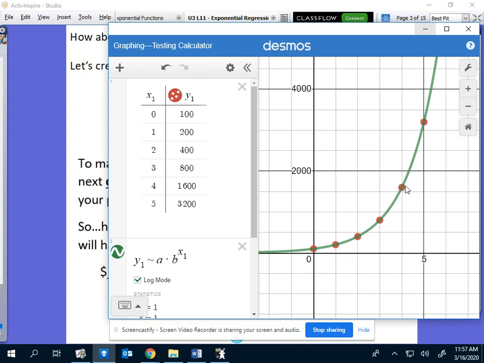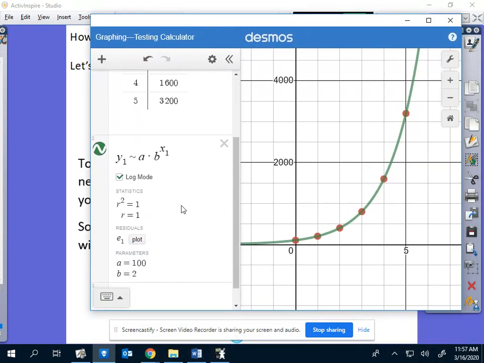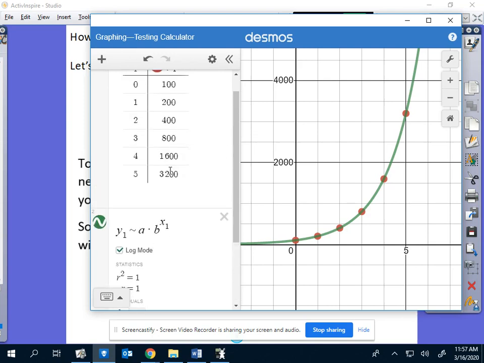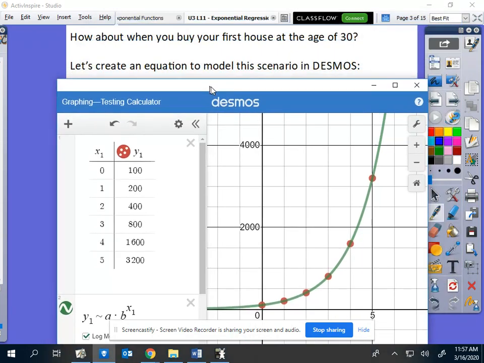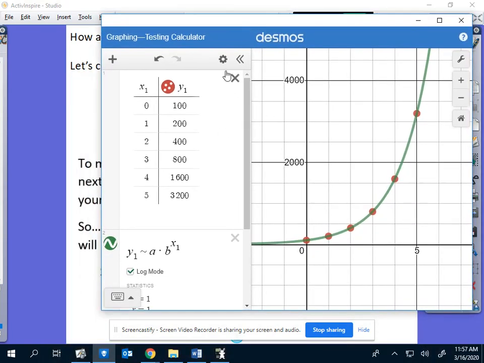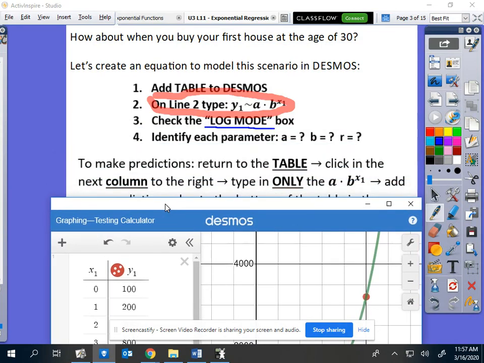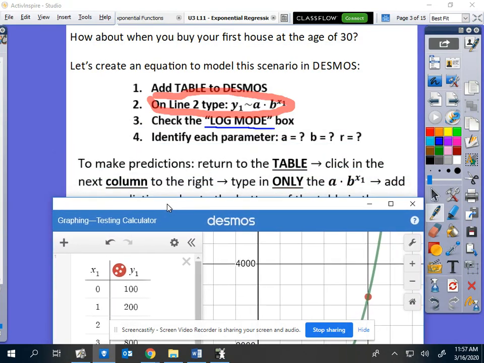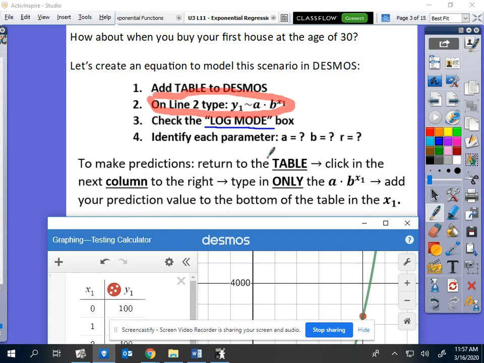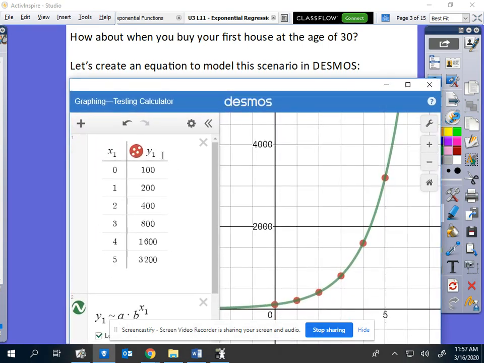And you can see our exponential model fits it perfectly. So if we want to predict how much money you have by the time you turn 18, or, as you can see here, when you're going to buy your first house at the age of 30, to make predictions we have to type into the next available column. You can see in the table that we go to that next column, just like we did back with linear functions.